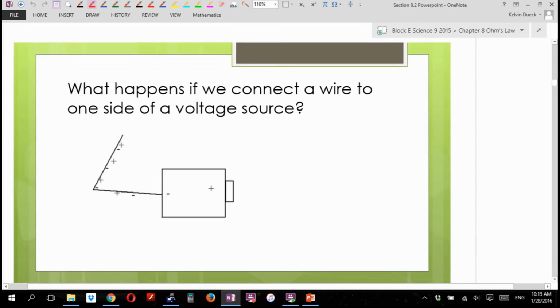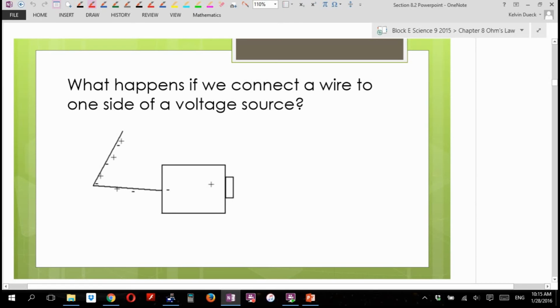So here's our first thought experiment. What happens if we connect a wire to one side of a voltage source? Well, there's a bunch of electrons right there. What will those like charges do? Once you get a few electrons in the wire, what will the charge be on that wire? Also negative. So what will the electrons in that wire do? You're not going to get any flow. They're going to cancel each other out. This is not a circuit.